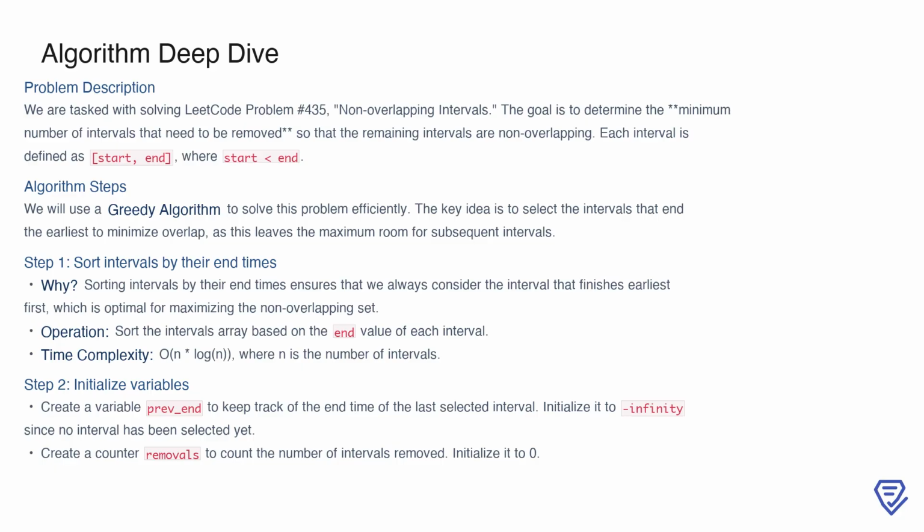Once sorted, we initialize two variables, prev_end, which tracks the end time of the last non-overlapping interval, and removals, which counts the number of intervals we need to eliminate. Initially, prev_end is set to negative infinity because no interval has been selected yet, and removals starts at 0 since no intervals have been removed at this point.